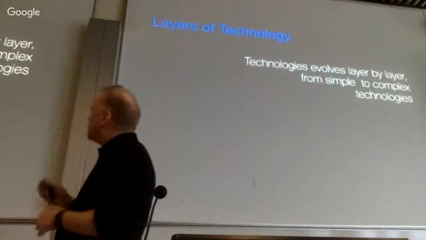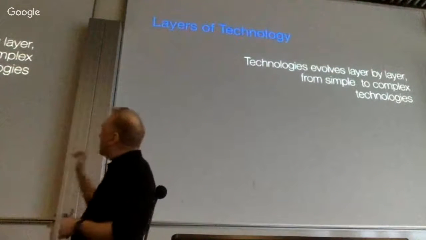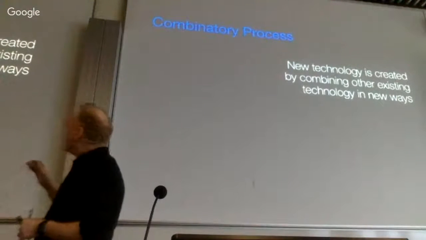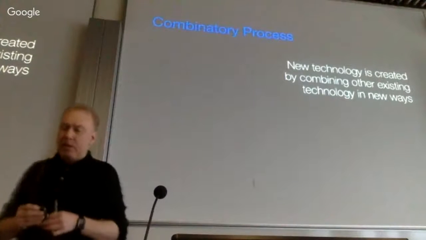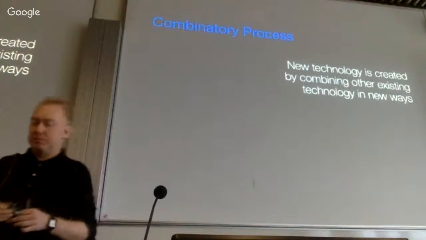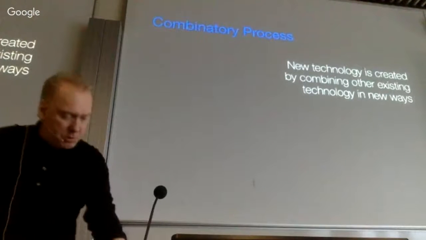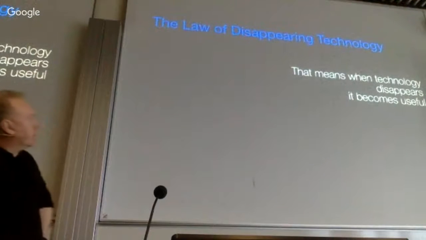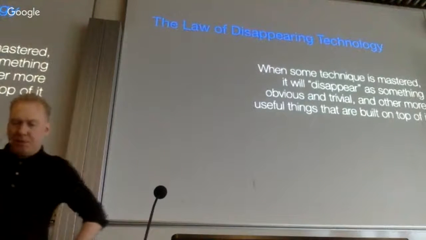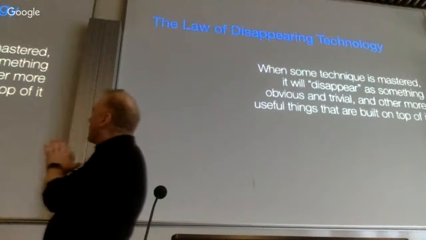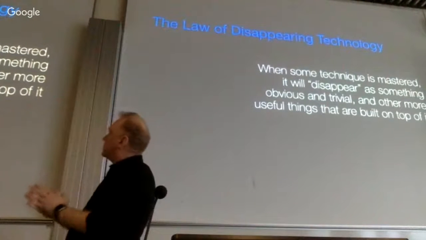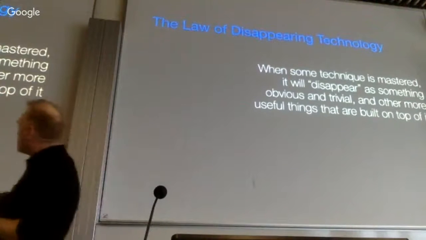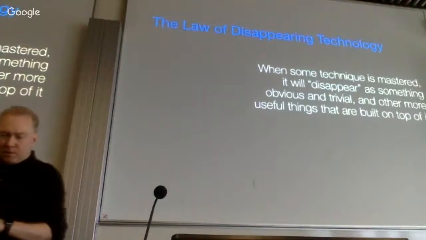So this brings us to these layers of technology. Technology evolves layer by layer from simple to complex technologies. It's a combinatorial process. New technology is created by combining other existing technologies in new ways. And this brings me to a law that I came up with. It's the law of disappearing technology. When some technique is faster, it will disappear as something obvious and trivial, and other more useful things that are built on top of it will emerge.